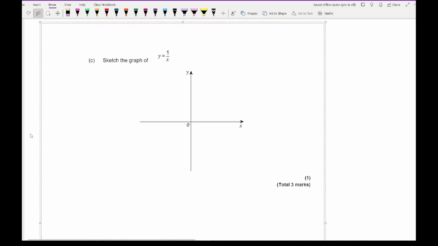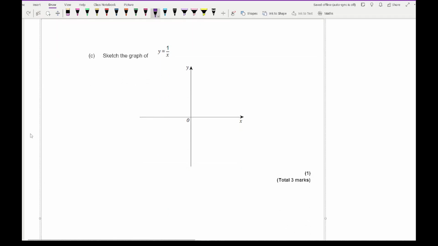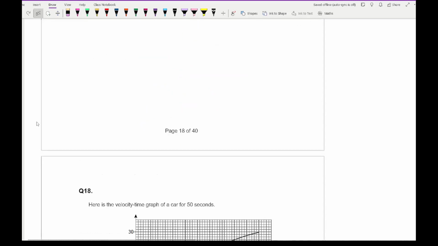Then for C, we need to sketch the graph of y equals 1 over x. So this is a reciprocal graph. What this looks like is this here and this here. Basically the graph does not touch the y-axis and looks something along those lines.